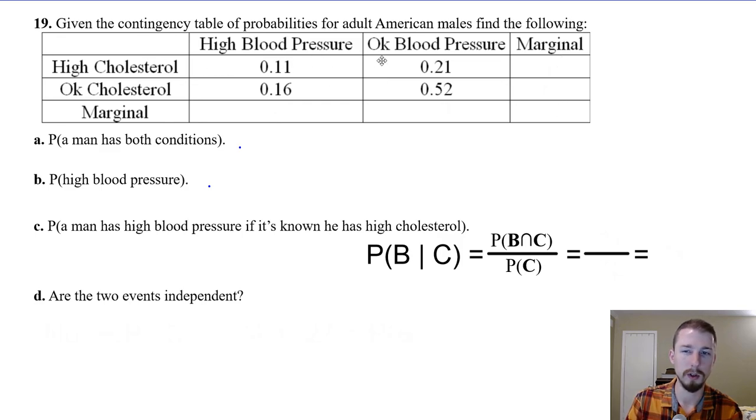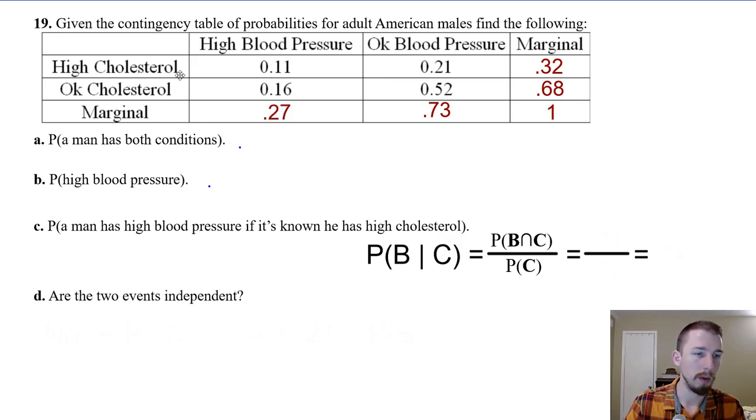First thing you might want to do is fill in the margins. So overall high cholesterol, that's going to be 32%, and then 68%. And the bottom right is always 1, in case you're curious. Adding those two together, we get 73%, and then here we have 27%.